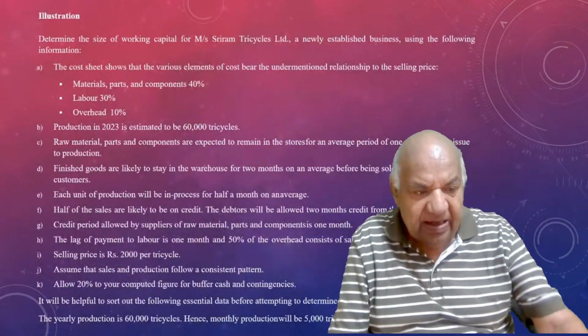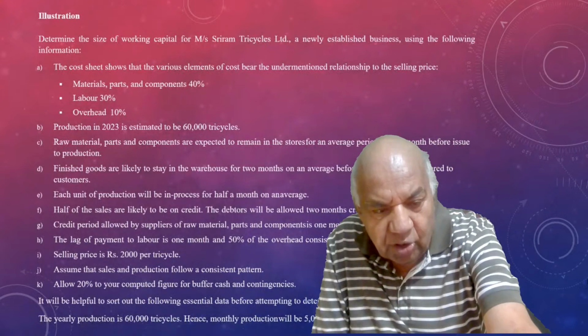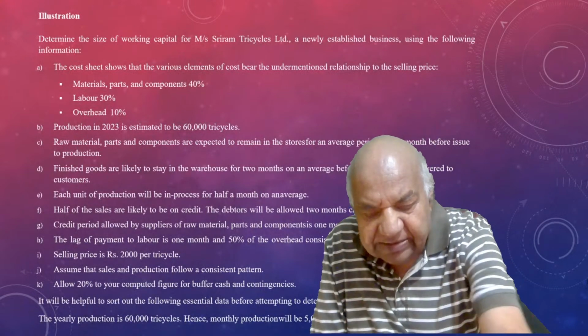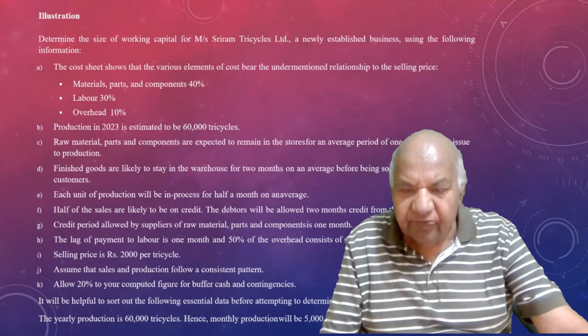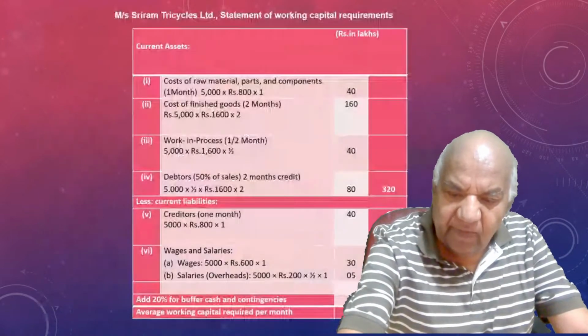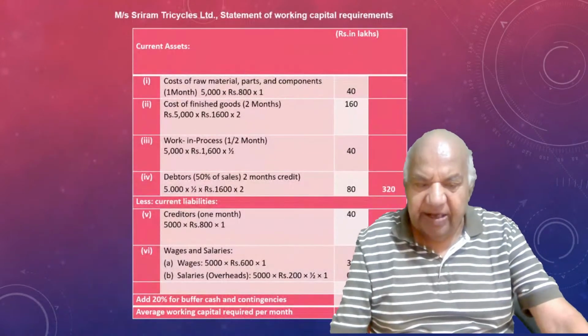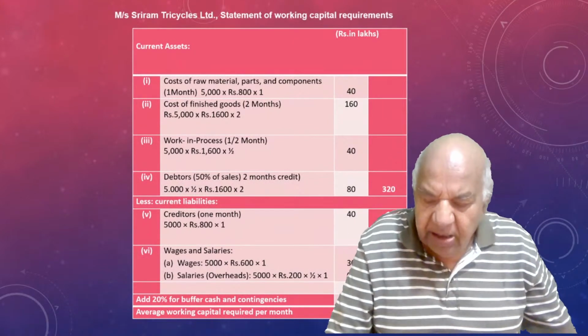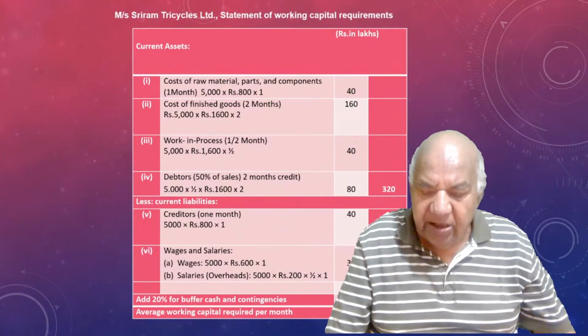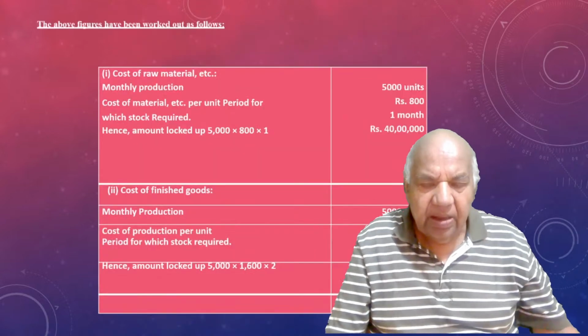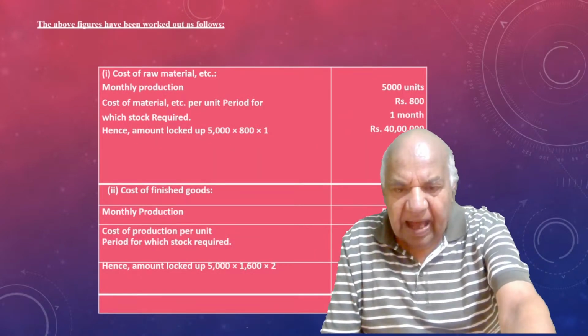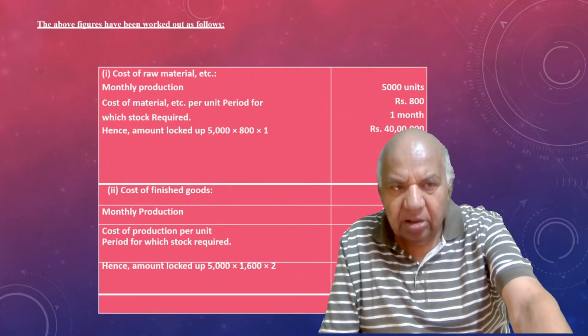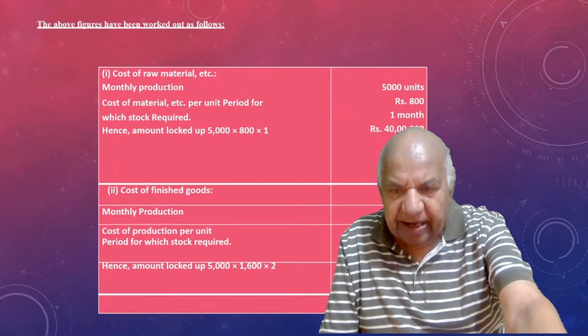It is given here, allow 20% to your computed figure for buffer cash and contingencies. Therefore, 20% of 245, 49 lakhs is added to it. And average working capital requirement will be 294 lakhs. The same calculation I have given here for your ready reckoner.